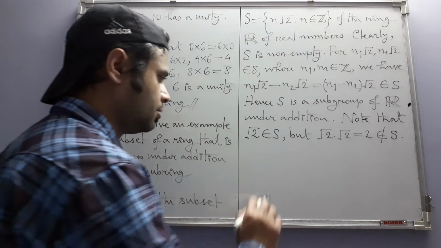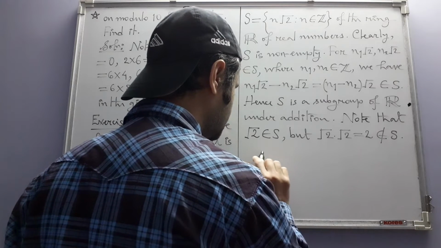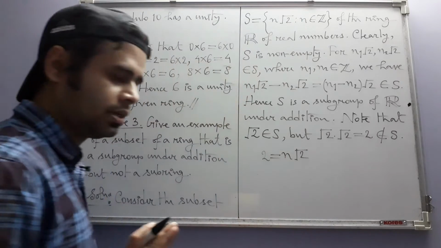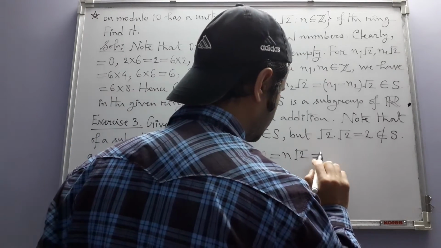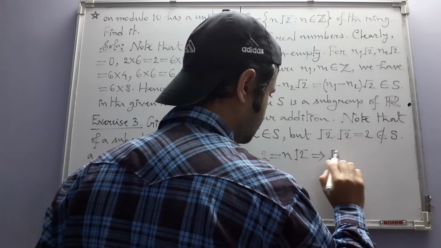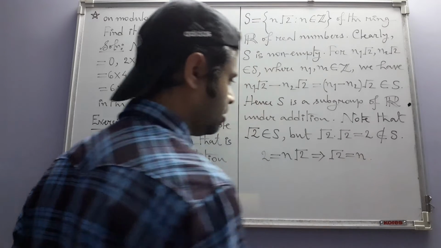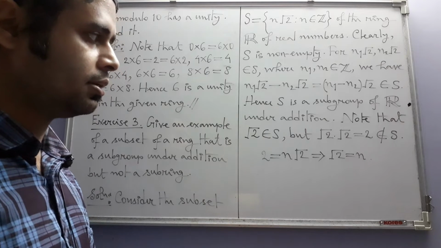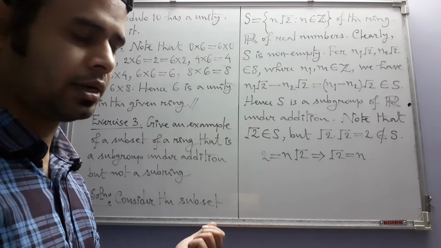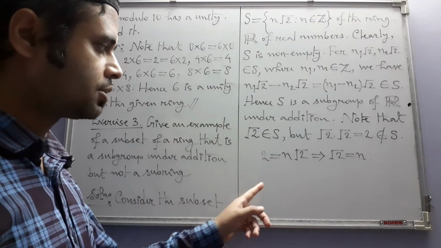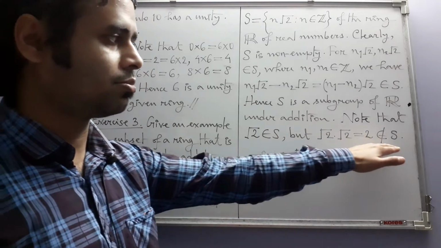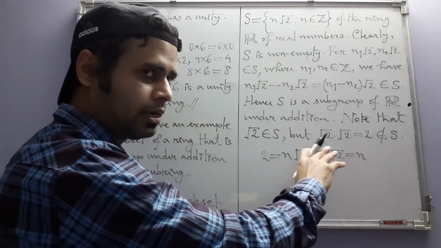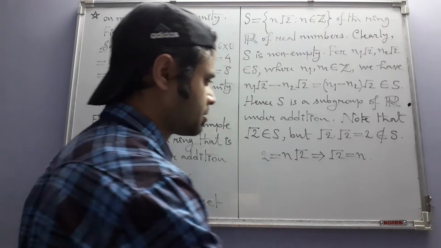And why is that so? If you suppose that 2 is equal to n root 2 for some integer n, then from this equation you get root 2 equal to n. Root 2 is a known irrational number, and n being an integer is a rational number, so that is not possible. If one wants, one can argue like this and make that argument a part of the solution, but we choose not to do so. This is so easy that one can see that 2 does not belong to S.